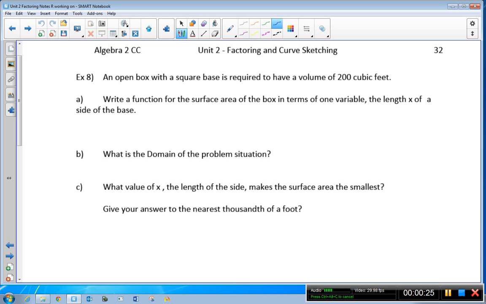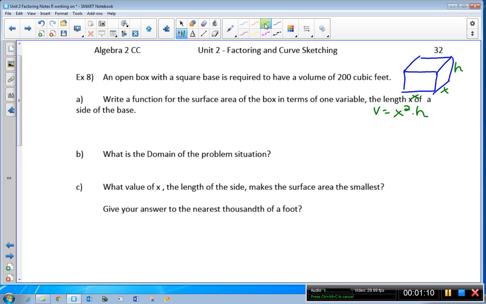Okay. So for number 8, an open box with a square base is required to have a volume of 200 cubic feet. Then I know that here's my box. It's an open box, square base. So I know this is x, and this could be the height, h. So I know that the volume of this is equal to x squared times h.